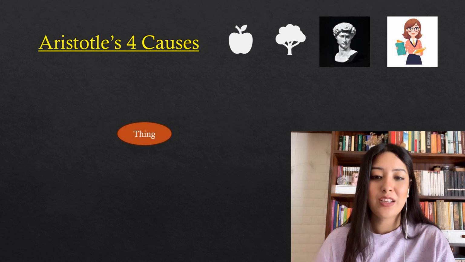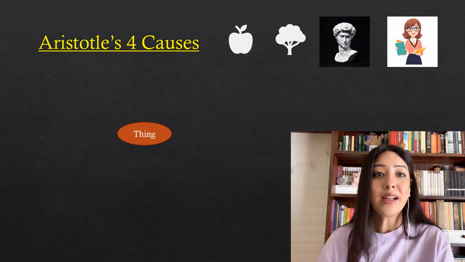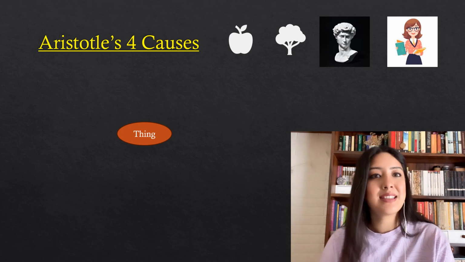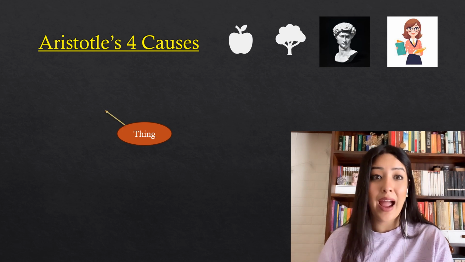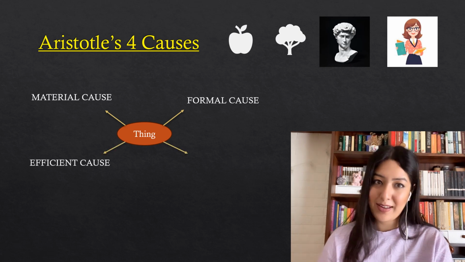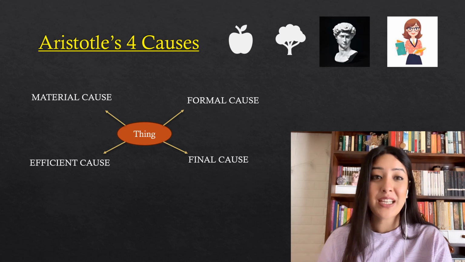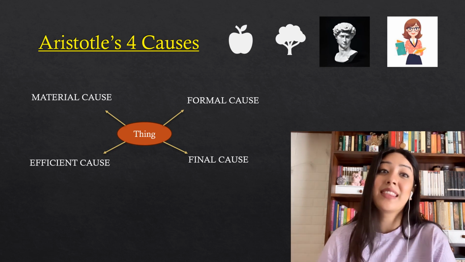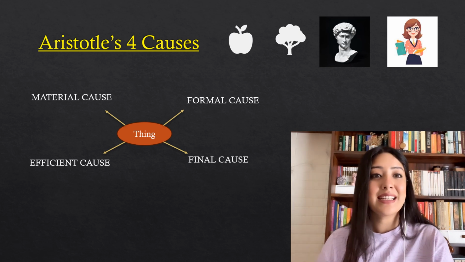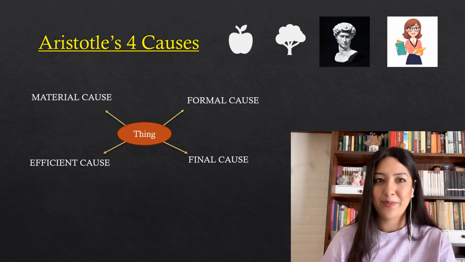So he actually talks about 4 causes. Anything in the world has these 4 causes, and once you understand the causes for the thing, you'll understand the thing itself. So let's have a look at the 4 causes that he talks about: the material cause, the formal cause, the efficient cause, and the final cause. So we'll look at the 4 causes by Aristotle, via which he thinks that we can understand what a thing is. We can understand anything in the world by understanding the causes for the thing.